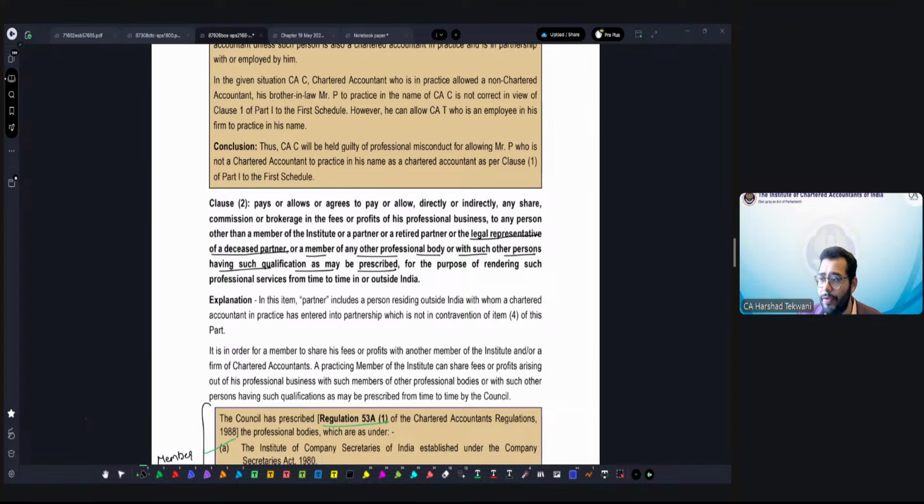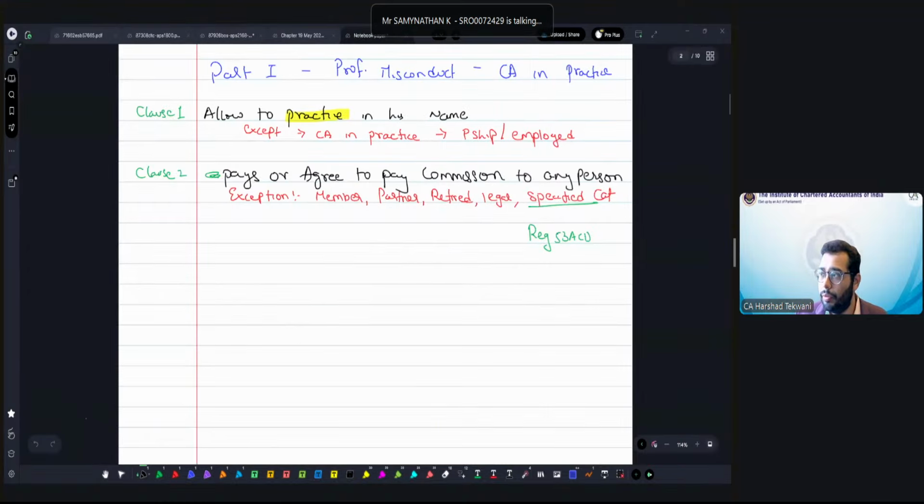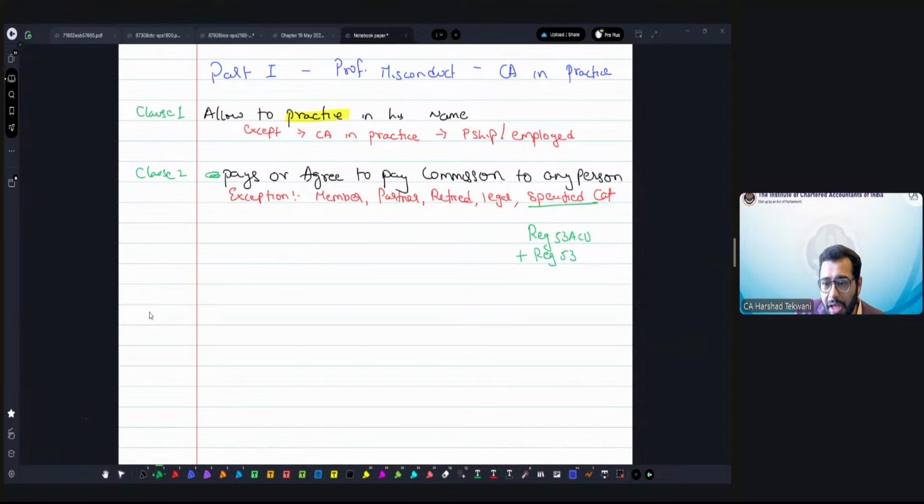Clear? Any doubt with this? Yes, no? Clear, sir. Okay, so that is regulation 53A3 plus 53A1. So that was your clause 2. Now clause 3 quickly. What is clause 3?